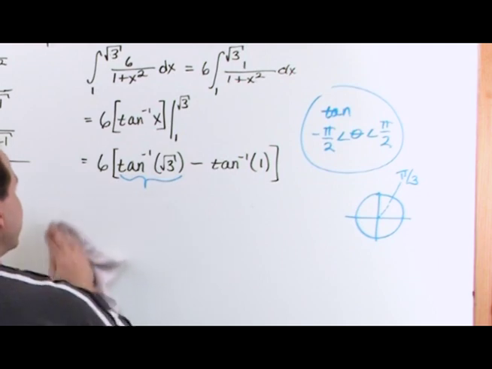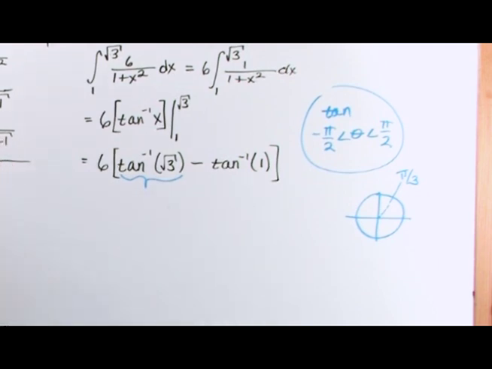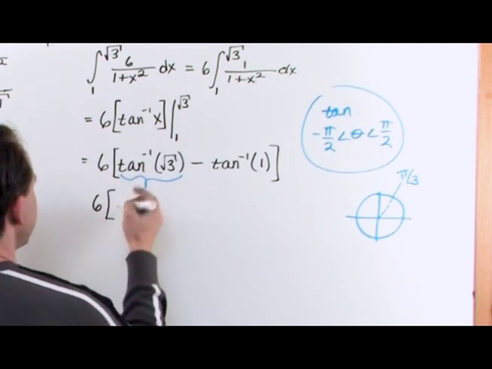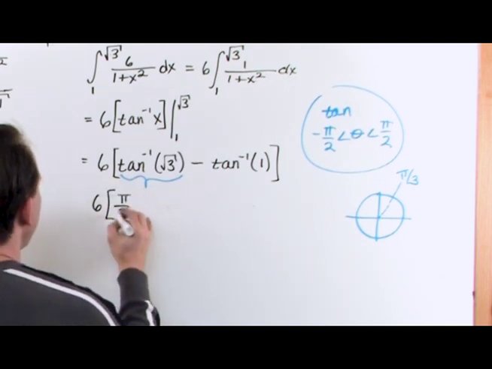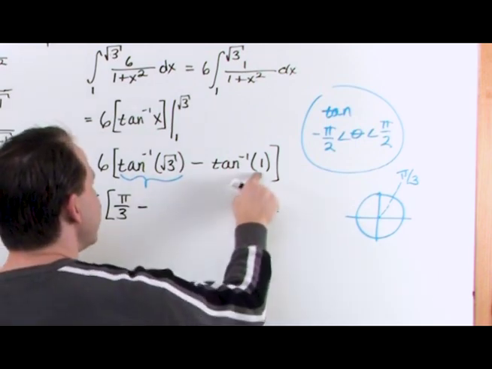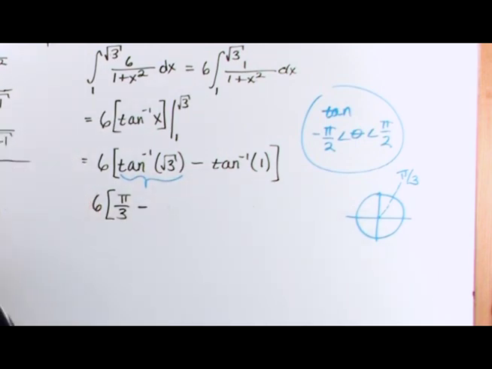Remember, this angle does reduce to pi over 3. So I'm going to erase this, and I'm going to write this down like this. This is pi over 3. That's all that this was doing down there. And then over here, inverse tangent of 1. Okay, well, what does that mean?